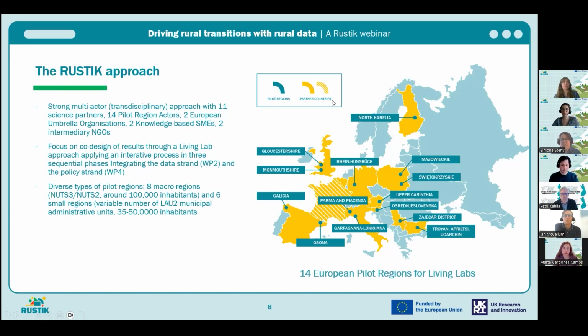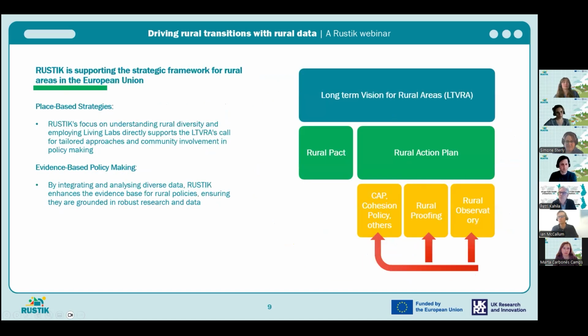And also in the living lab approach, the types of pilot regions we look at is quite diverse. We have 8 so-called macro regions, which are rather large, NUTS 3 or NUTS 2 level, with around 100,000 inhabitants, and 6 smaller regions with a variable number of LAU 2 or municipal administrative units with a smaller number of inhabitants. This is in a nutshell our approach. I think we don't need to go into more detail.